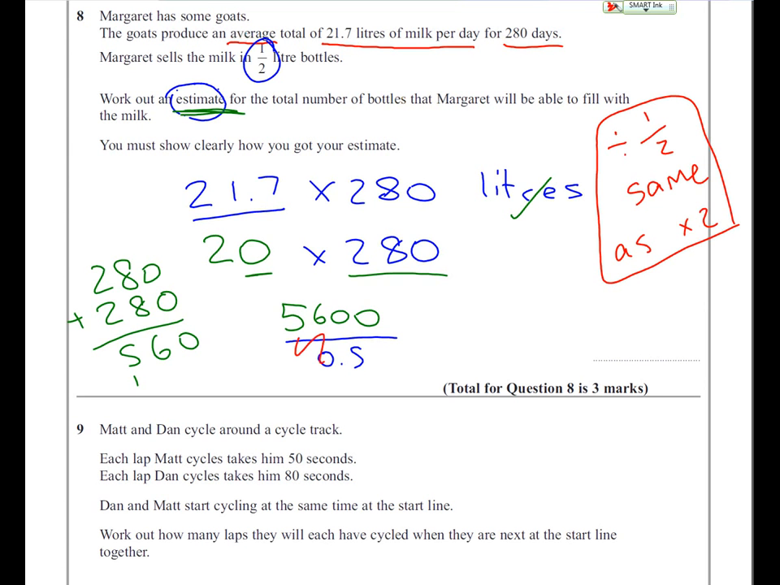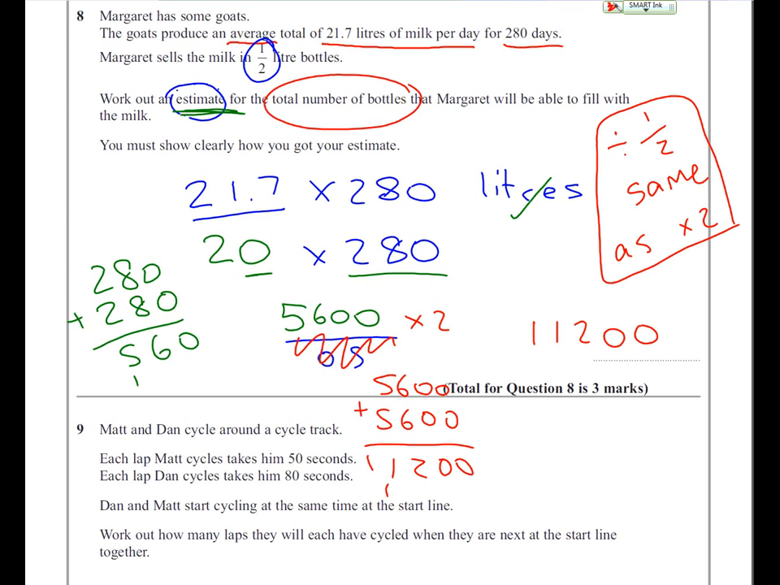So, 5,600 times by 2. Remember, you can write it out like this. Add them together to double, 2, 1, 1, 1. So she's going to be selling an estimate of 11,200. Find out total numbers of bottles. So that's done. 3 marks.